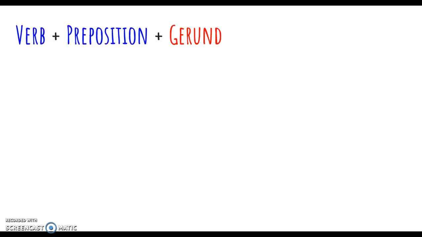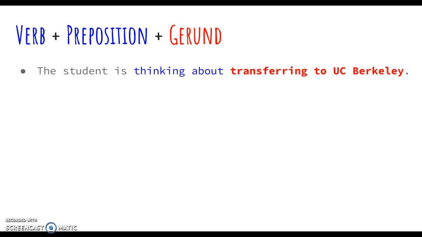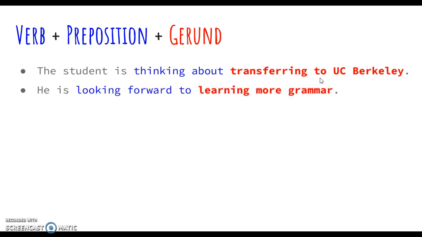So first we have verb, preposition, and gerund. For example, the student is thinking about transferring to UC Berkeley. We have the verb is thinking, we have the preposition about, and then the gerund phrase transferring to UC Berkeley. So about is a preposition, and then we have this gerund phrase as the object of the preposition. Here's another example.